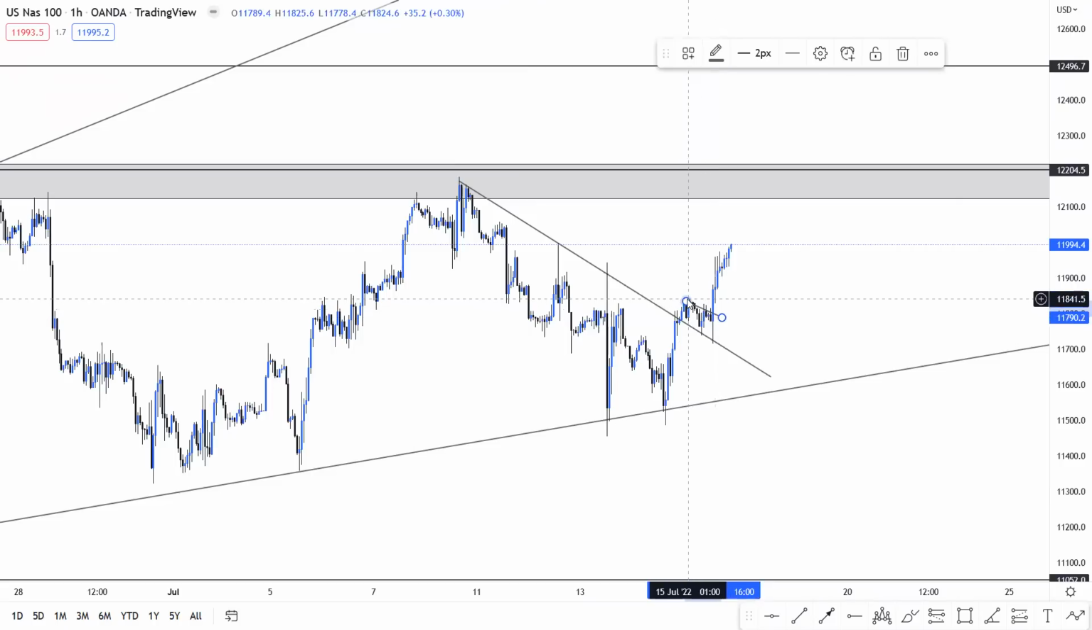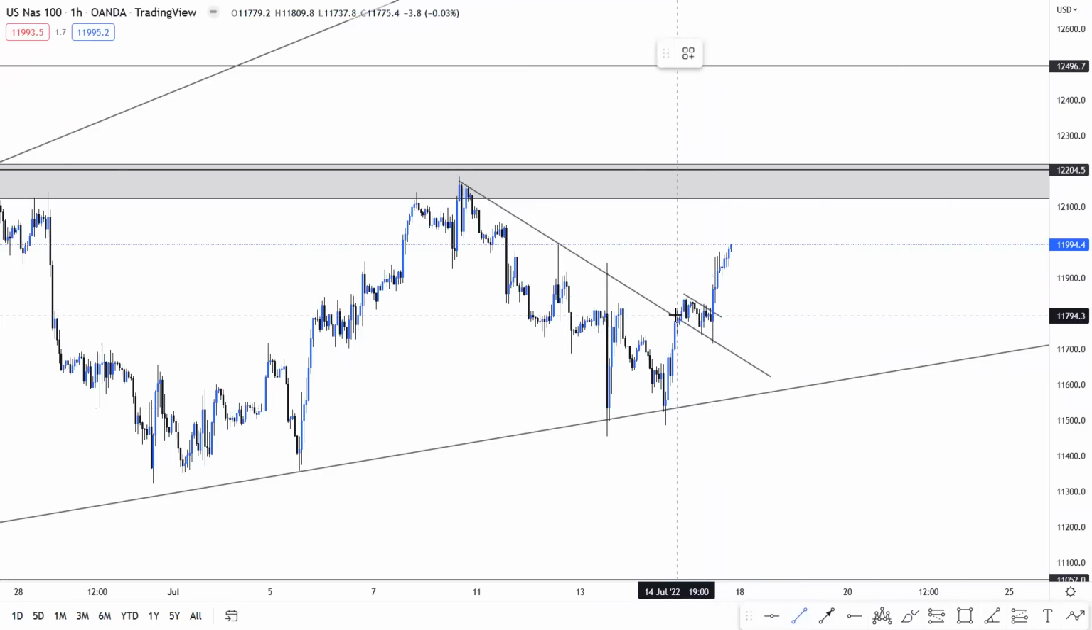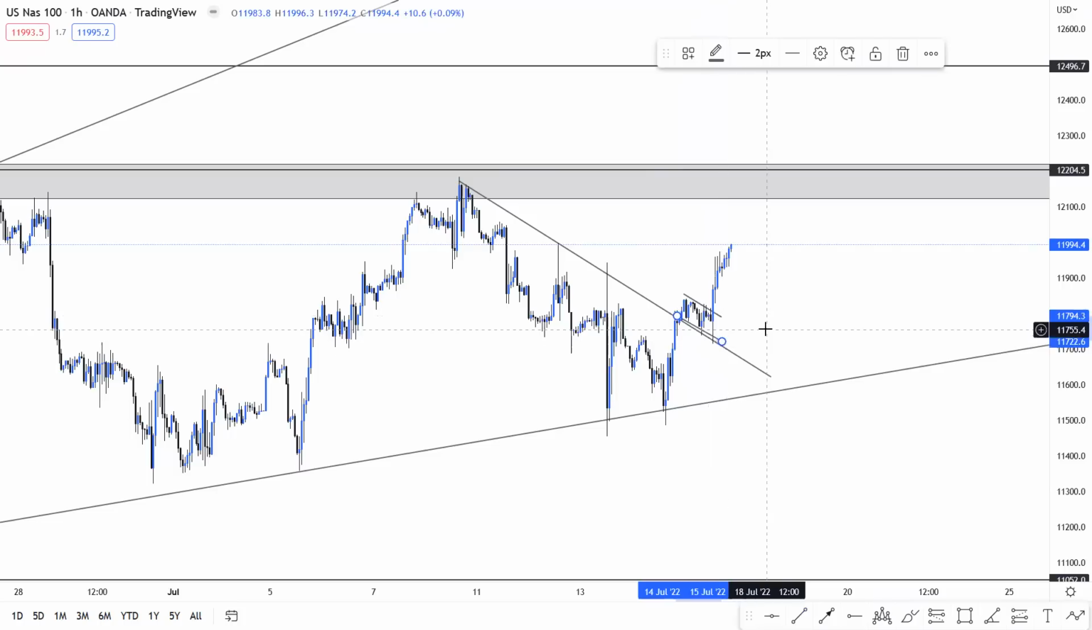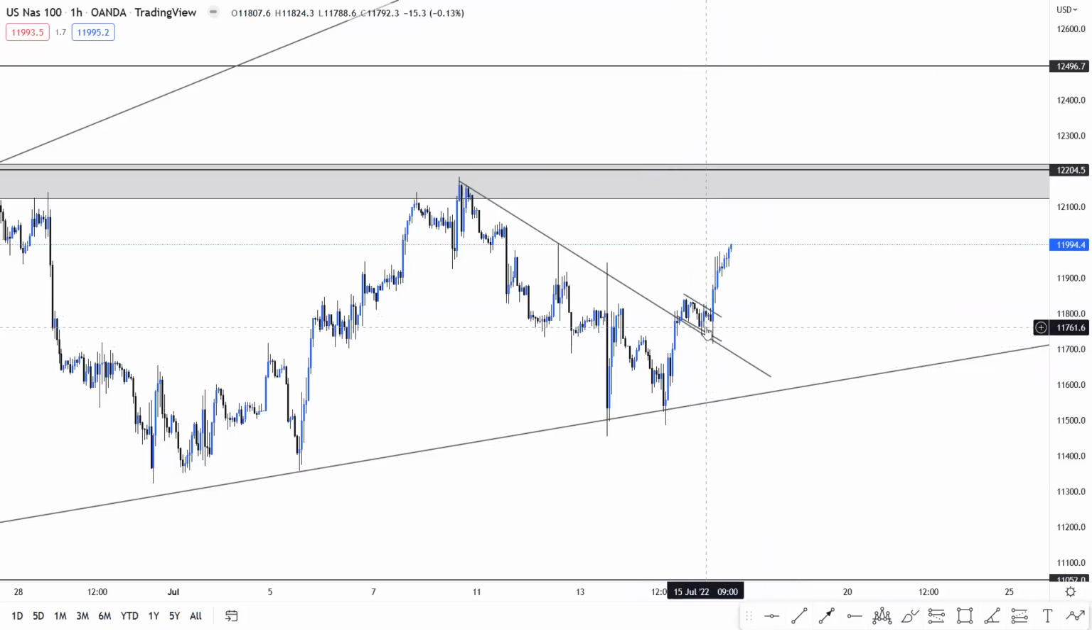I mean, we had a little bit of correction. This was a correction here. This was a correction. So it was a breakout, then we had a correction, then we had an impulse movement. You understand? We had an impulse movement.